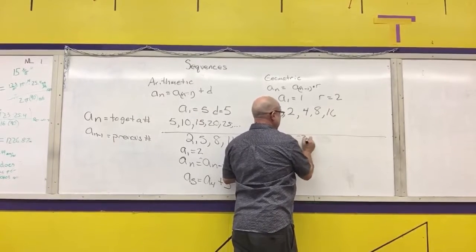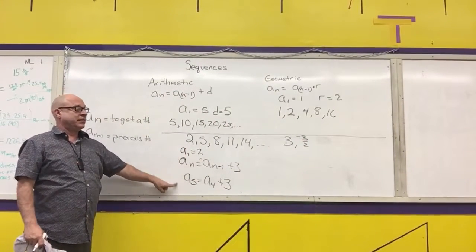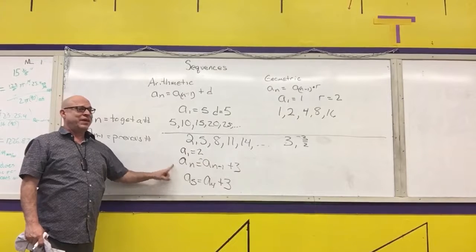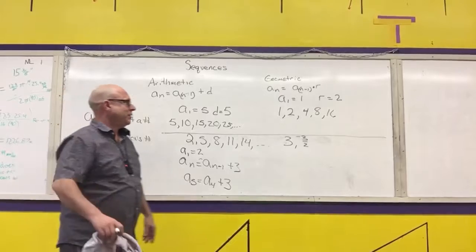Why do you need an equation for that? Because you're going to find out when you get to Algebra 2 that this is a lot easier to write and a lot easier to do some math on than it is to write out every number.